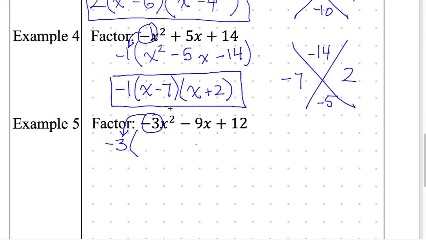I'm going to factor out a -3. Quiet raise hand. What is left over when I divide each of these terms by -3? I factored out a -3. Cohen. X squared plus 3x minus 4. There it is. Thank you, Cohen.